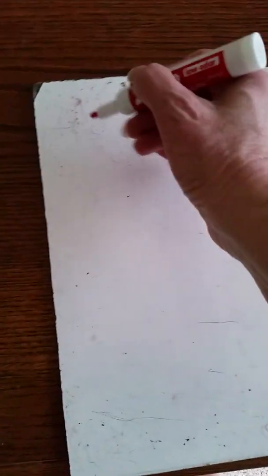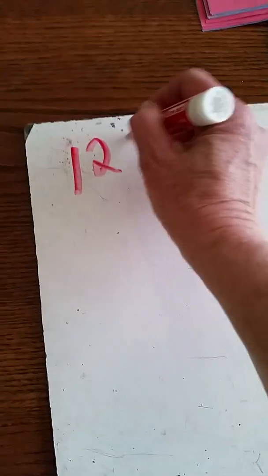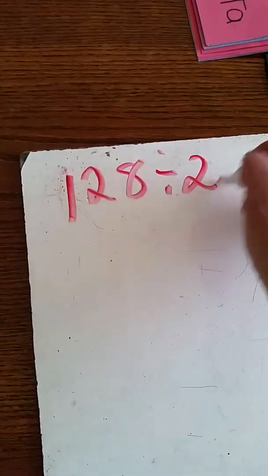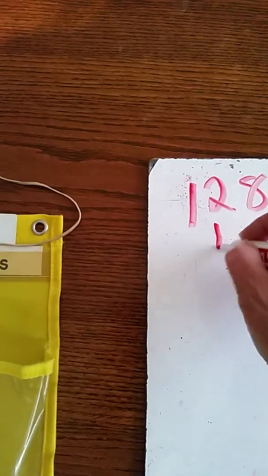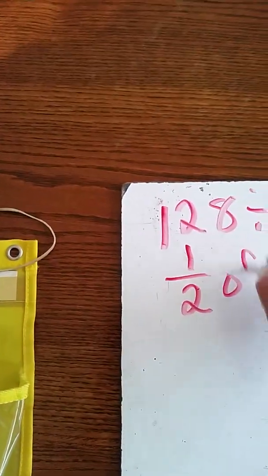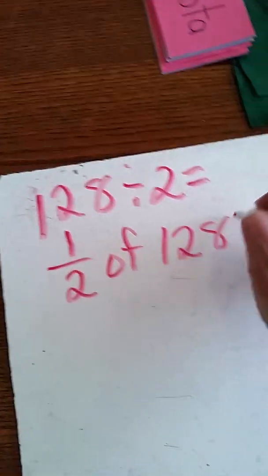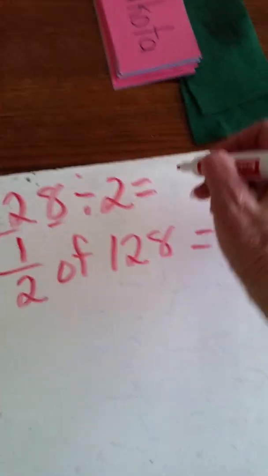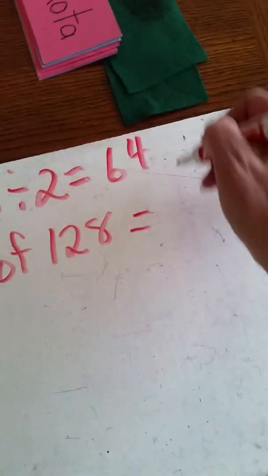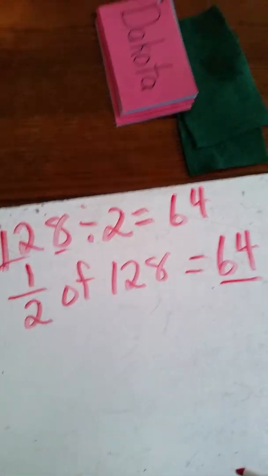So we come over here to our whiteboard. 128 divided by 2 wonderful students, Ashley and Avery, is the same thing as 1/2 of 128. And they both equal half of 12 and half of 8, 64. Okay? Now, tell me about 64.